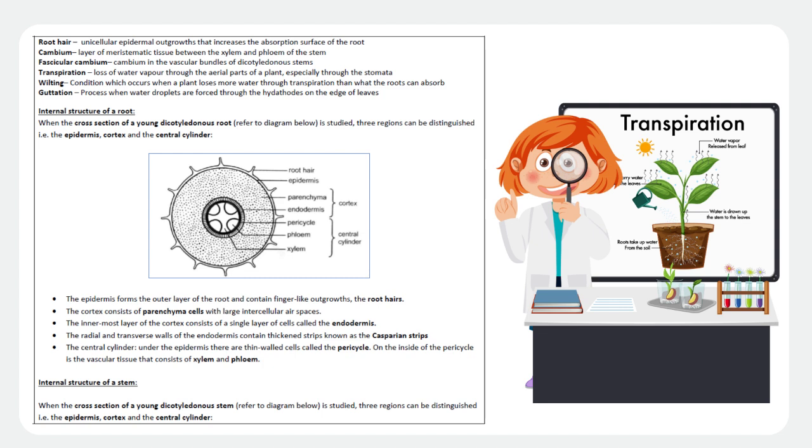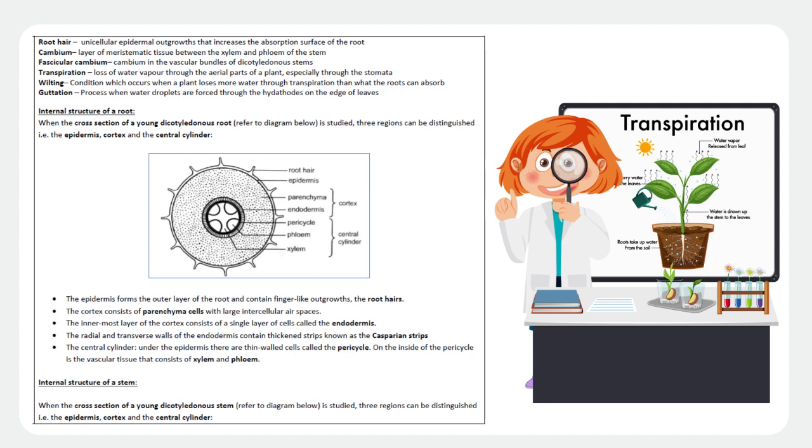Transpiration, loss of water vapor through the aerial parts of a plant, especially through the stomata. Wilting, condition which occurs when a plant loses more water through transpiration than what the roots can absorb. Guttation, process when water droplets are forced through the hydathodes on the edge of leaves.